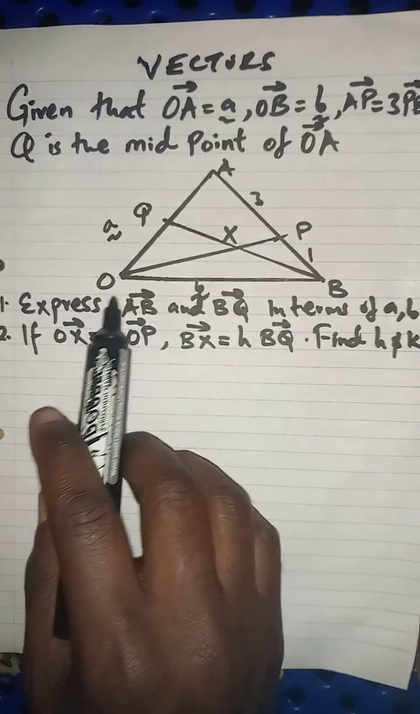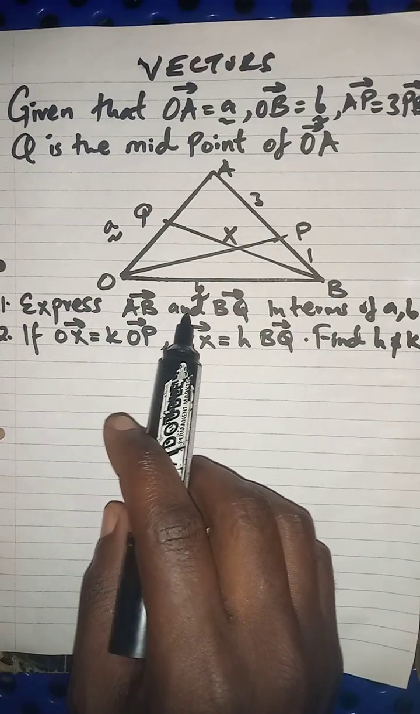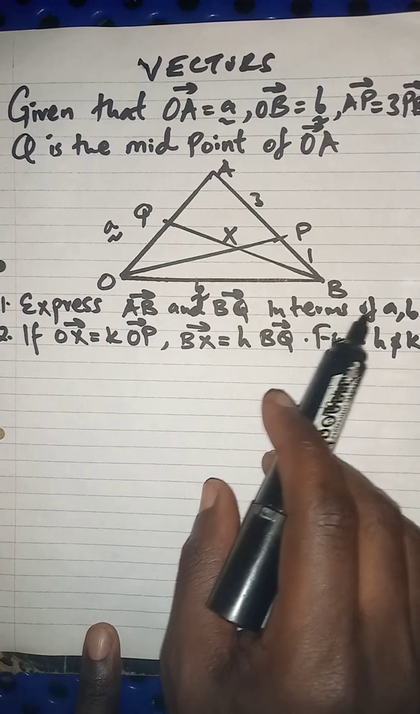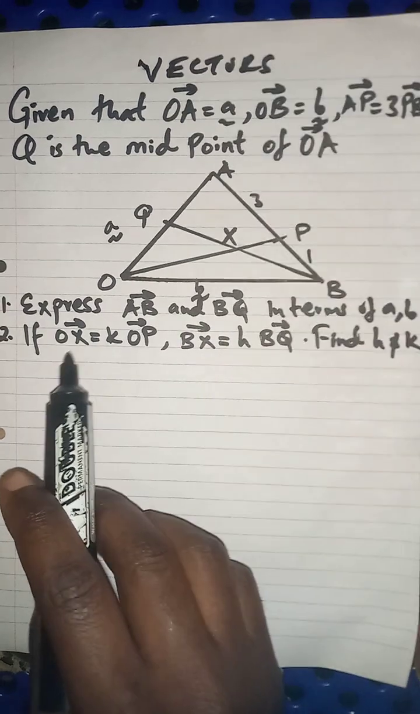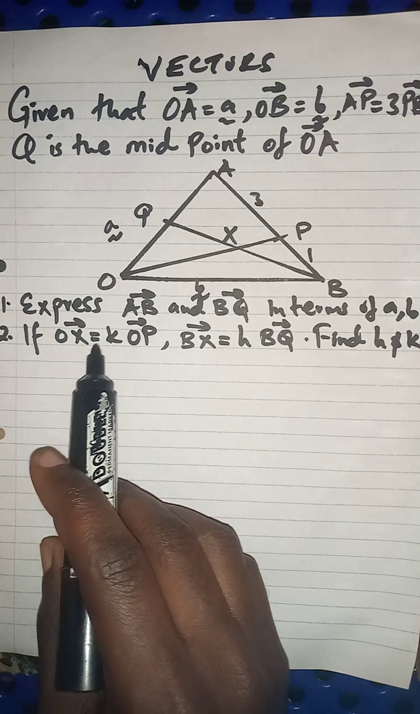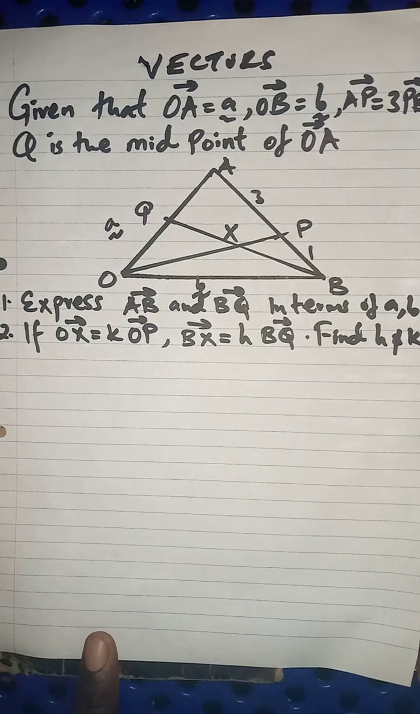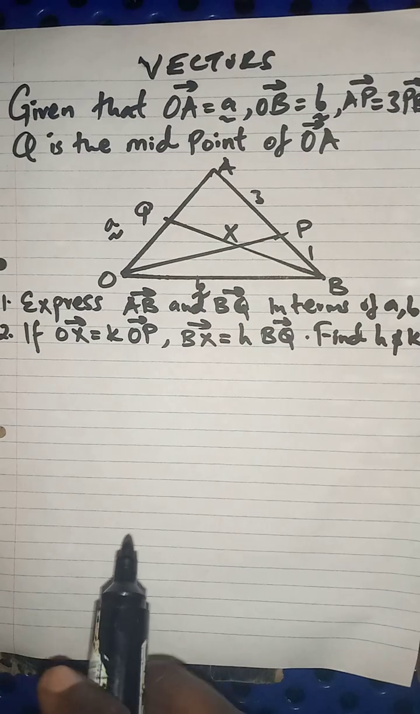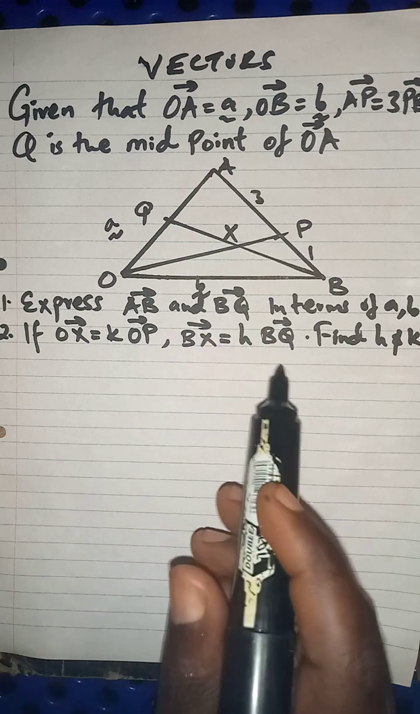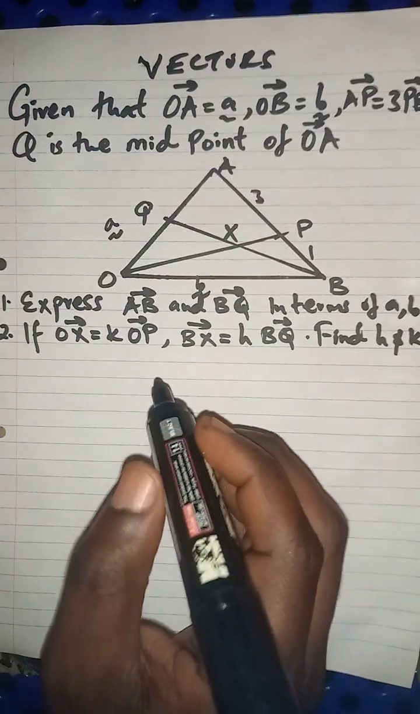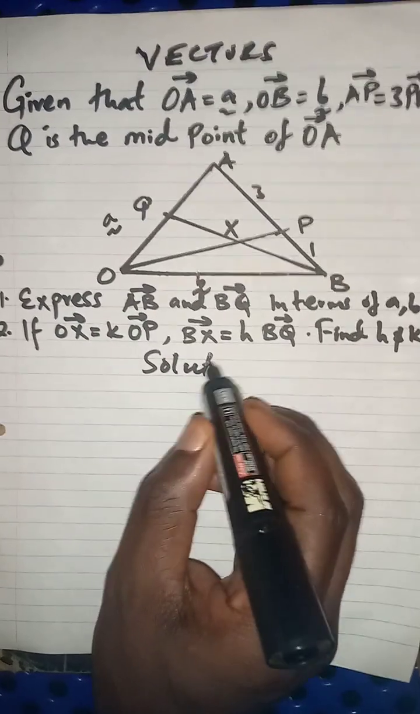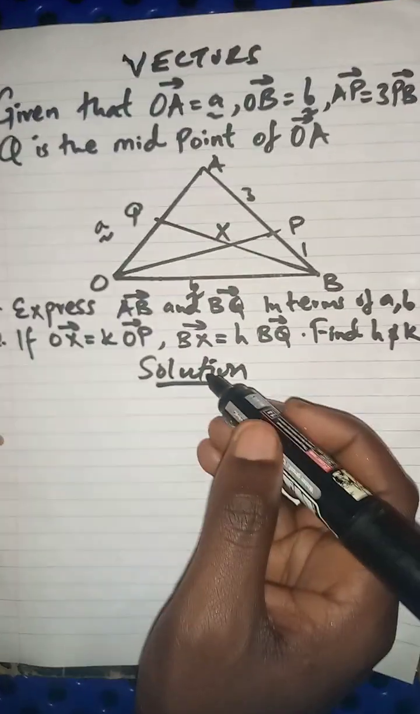And then we are told to express vector AB and vector BQ in terms of A and B. And then if OX is equal to K OP and BX is equal to H of BQ, find H and K. So I'm going to take you through step by step and let us dive into the solution.